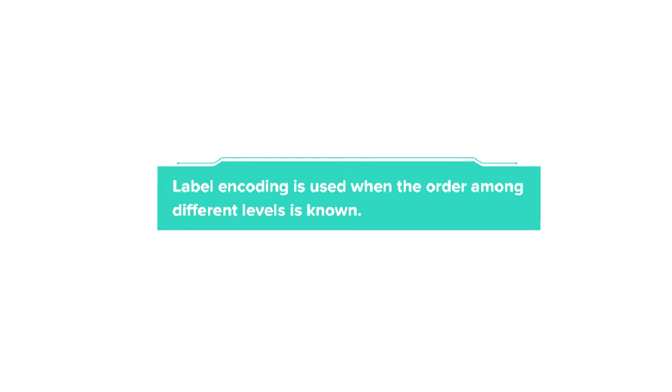However, you should use label encoding only when the order among different levels is known to you, or else it may lead to the model learning incorrect information.